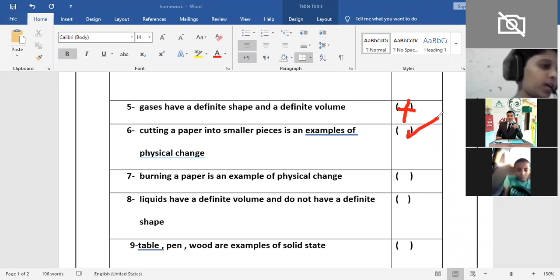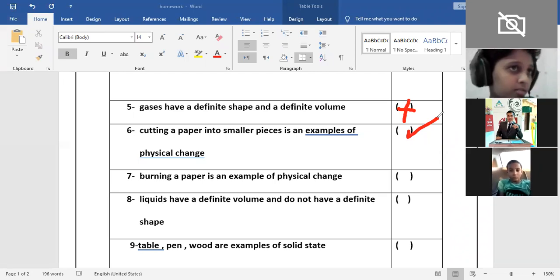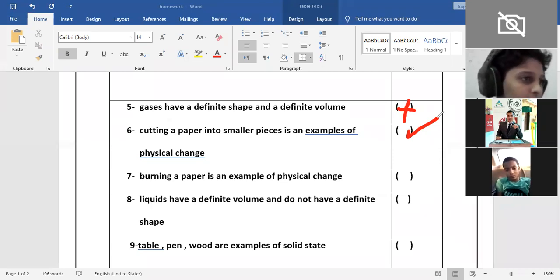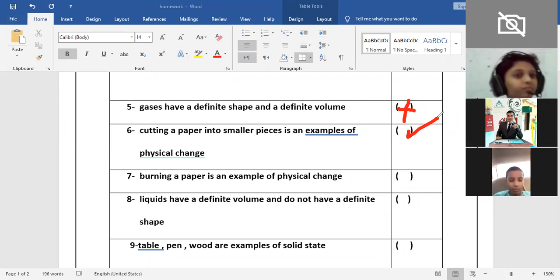Number 7, Mishal. Burning a paper is an example of physical change. False. Burning a paper will be a chemical change because the burning paper will turn into ash. It's a new substance. So not a physical change. You are excellent, Mishal. So number 7 is false.